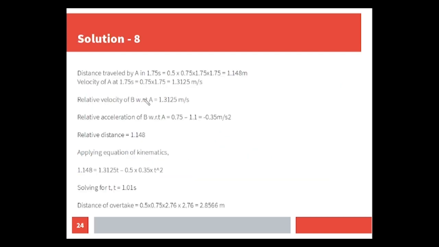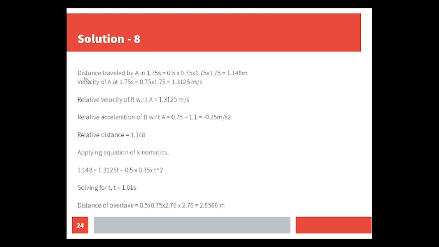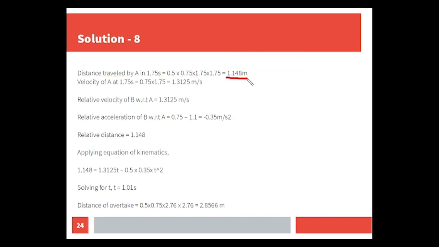So let's get started. To apply the concept of relative velocity, first we need to synchronize the time, since car A starts earlier. Over here, first we need to find the distance traveled by A in 1.75 seconds. You can use the equation half a t square, since A starts from rest, the term u t will be 0. That's nothing but 0.5 into 0.75 into 1.75 squared, and we'll get the value 1.148. Similarly the velocity to be 1.3125.